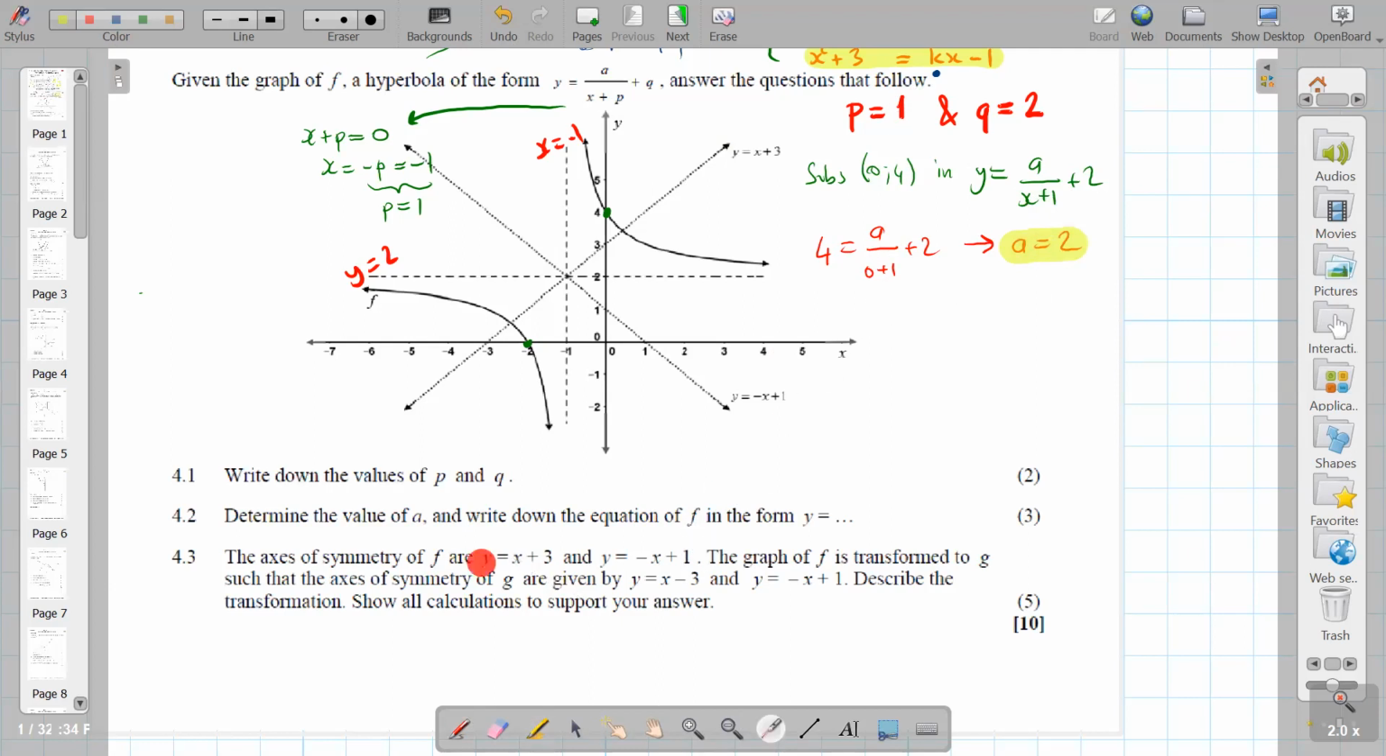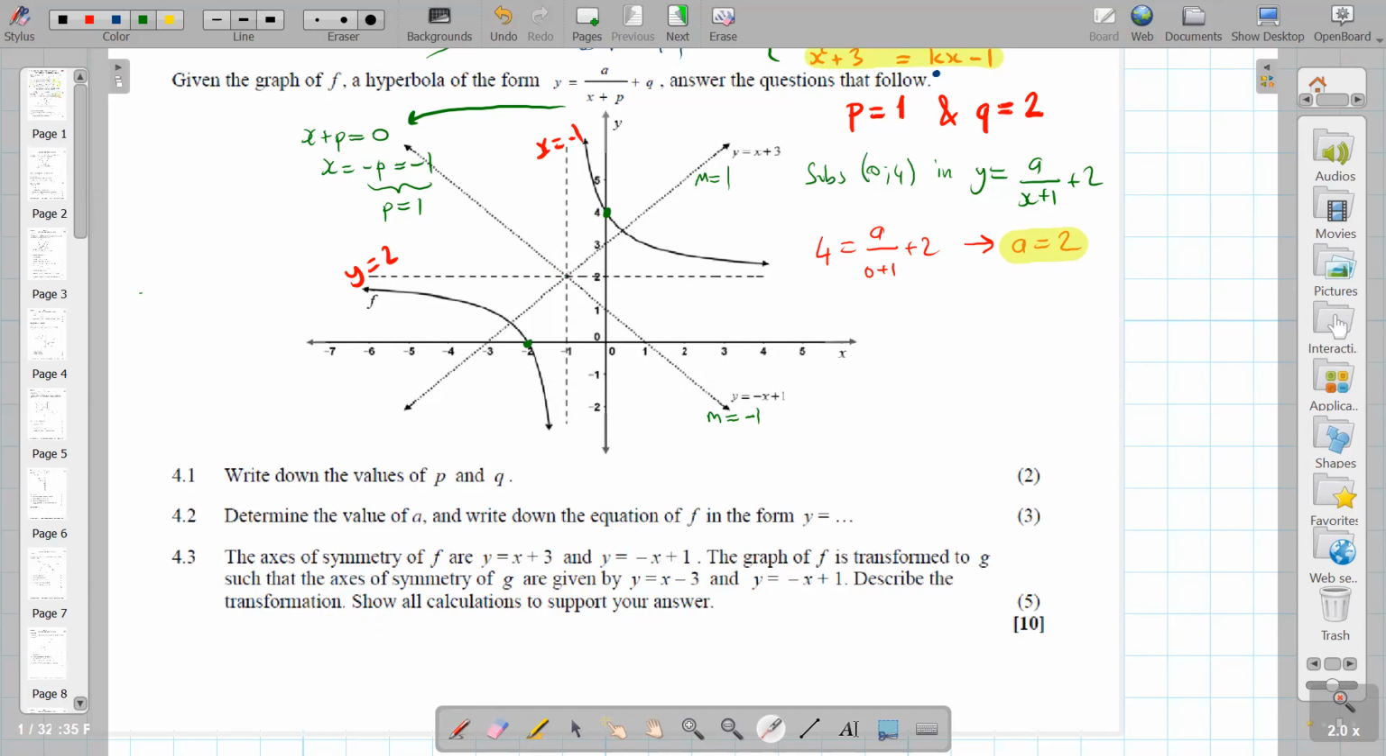Then let's see, the axes of symmetry of f, they are already drawn and given. Remember the axes of symmetry, if we just go through quickly, this is the one which is increasing, m is positive, which is 1. And the second one is the one which is decreasing, the gradient is -1. Both axes of symmetry pass through the intersection of the asymptote lines, which is p and q, so -1 and 2. So they both pass through -1 and 2. Now, what does the question say? The graph of f is transformed to g such that the axes of symmetry of g are given in a different way. So describe the transformation.